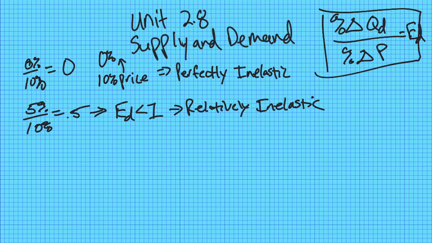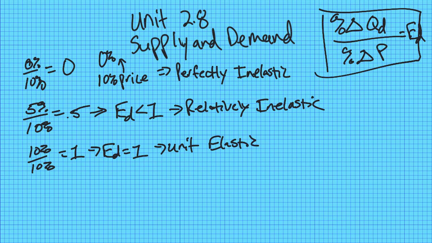And the next value, what if we had a 10% change in price and an exactly 10% reaction? That would equal 1. So we have 0, we have less than 1, we have 1. If the elasticity of demand equals 1, we call that unit elastic. It means the percent change in the price and in the quantity is the same.